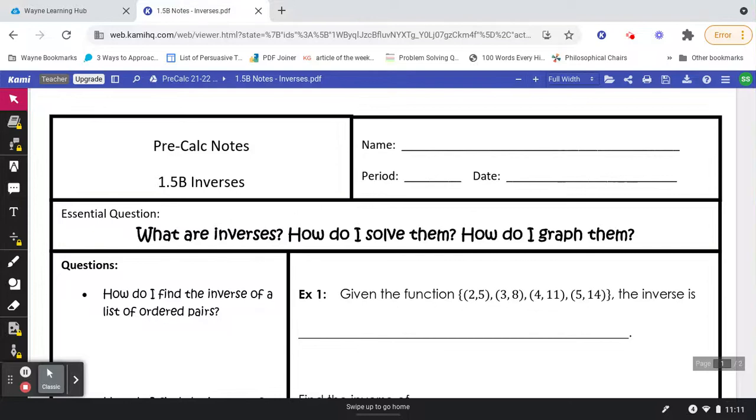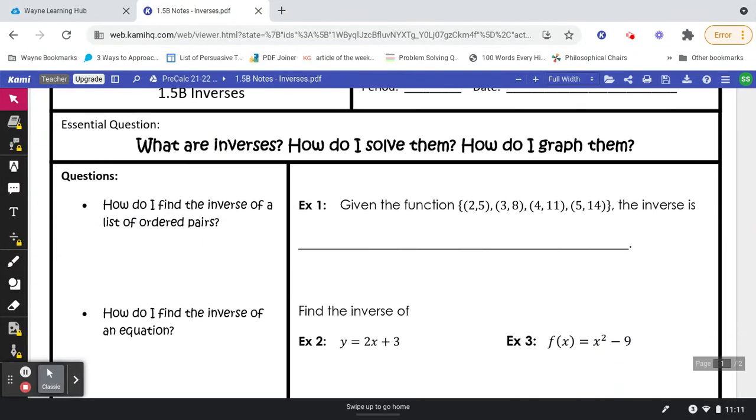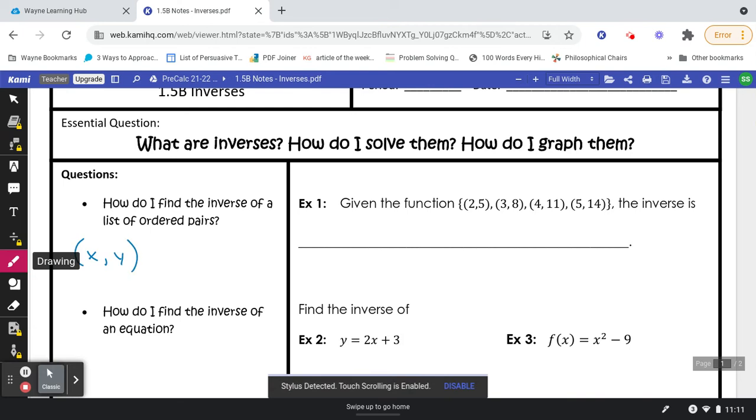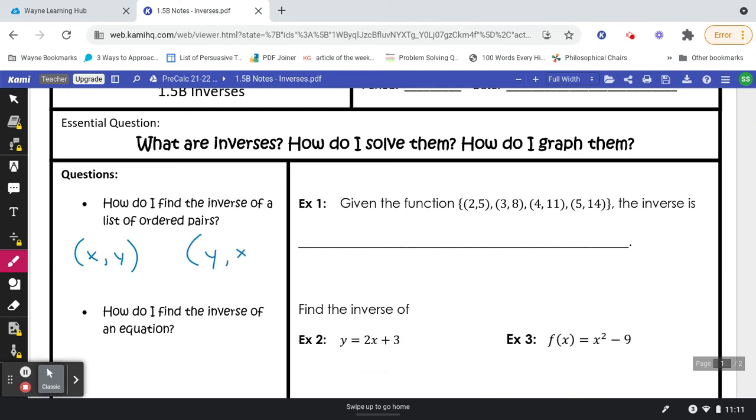These are the 1.5B notes. Today we're going to be talking about inverses. So inverses is just the mapping backwards. So instead of having an ordered pair like x, y, the inverse is going to be the ordered pair y, x. So you're just flip-flopping those.